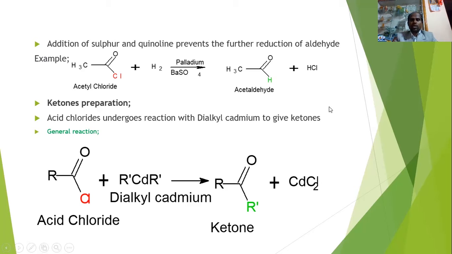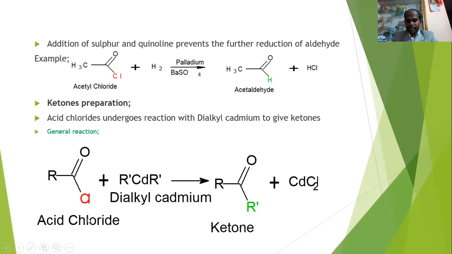It is also possible to prepare a ketone starting with acid chloride. Again, acid chloride means RCOCl. Again, here also R may be an alkyl group, R may be an aryl group. And these ketones can be obtained starting with acid chloride when we are treating with dialkyl cadmium reagent. Dialkyl cadmium reagent, when it is treated with acid chloride, gives a ketone. This is the method.